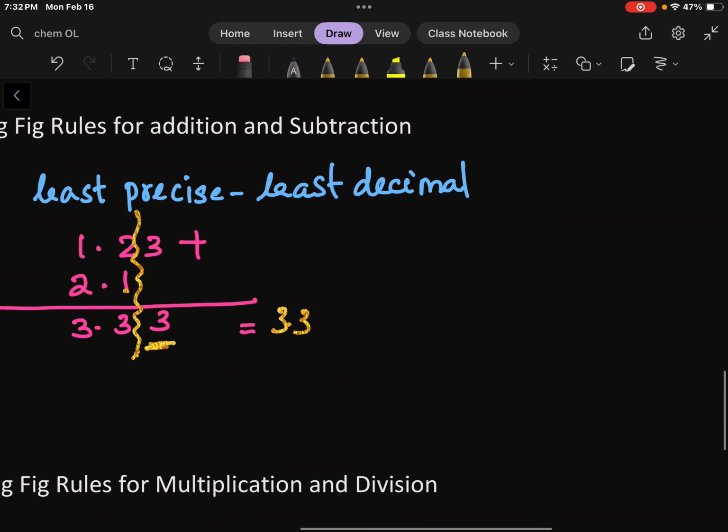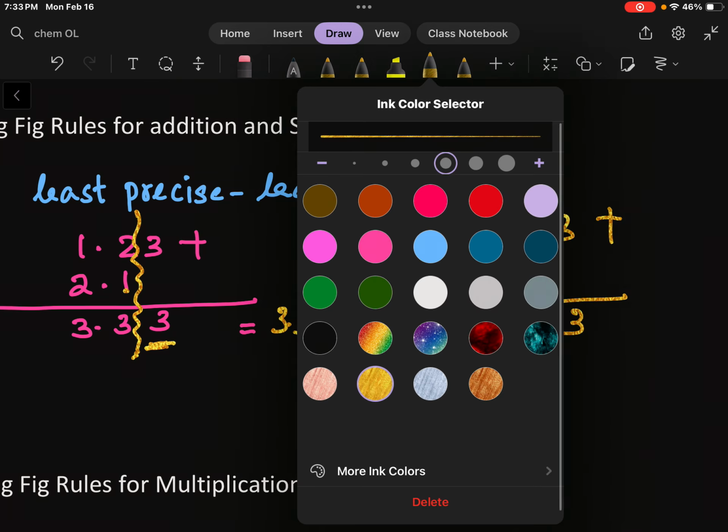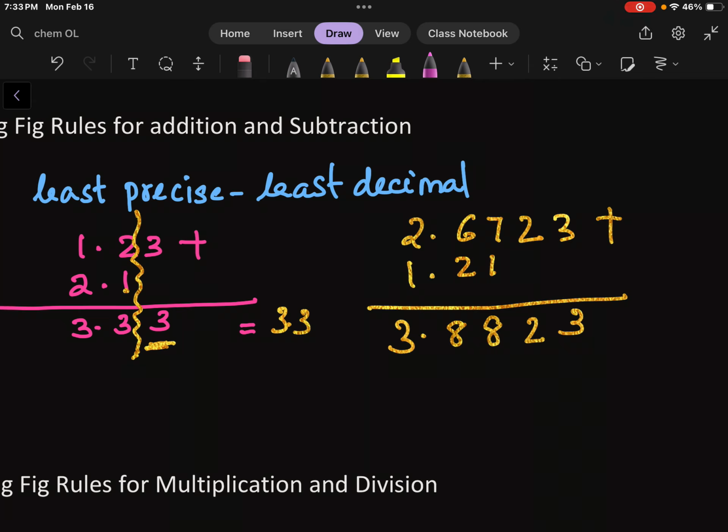Let's see another example which is a little different. If it is 2.6723 and you are adding it with 1.215, maybe 21. We are going to add that. When you add, you will get 3.88 and some more digits. Now let's see how you will round based on the rules for sigfig.